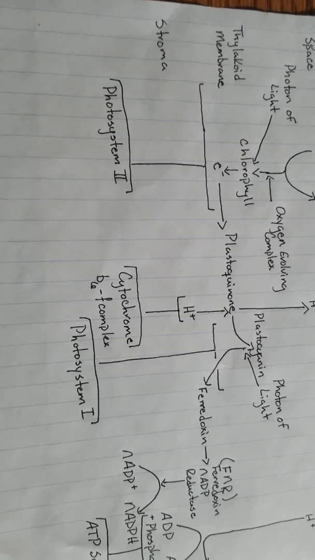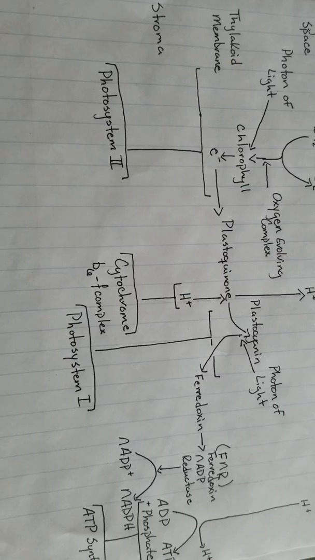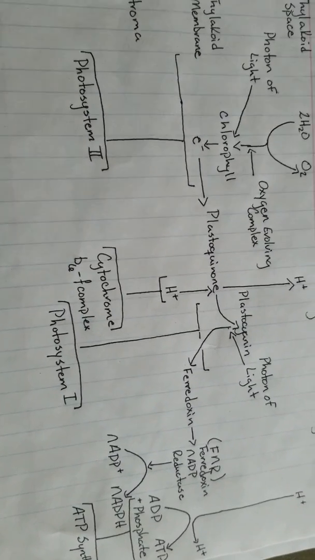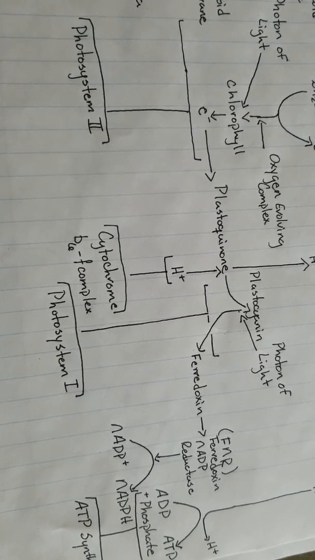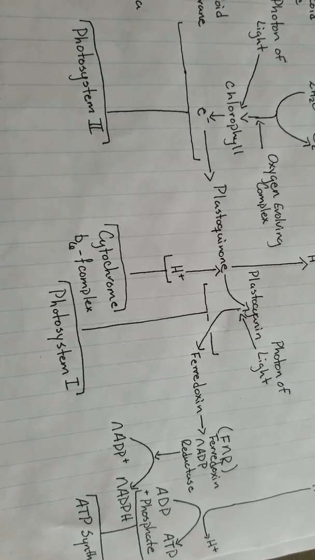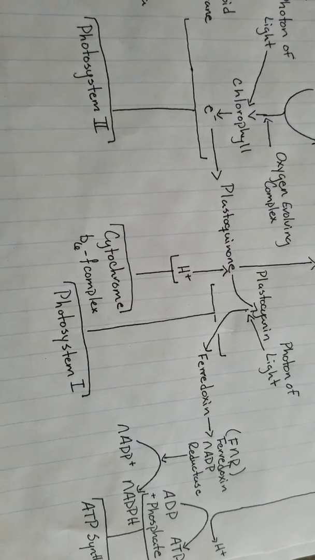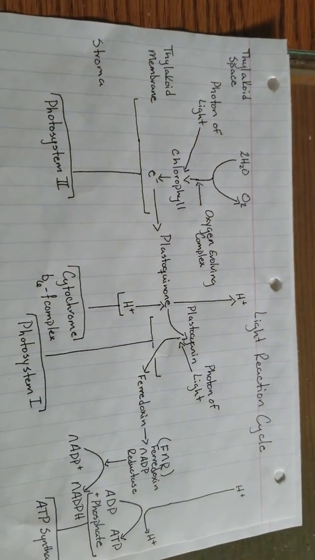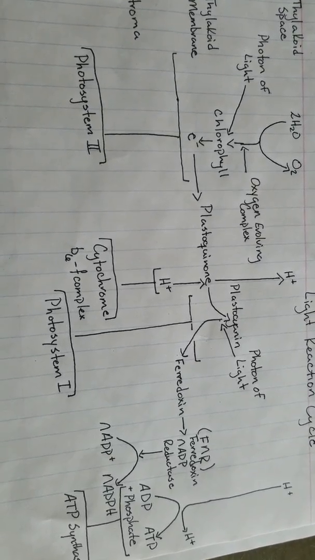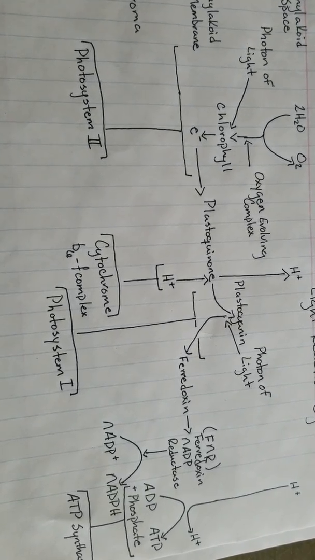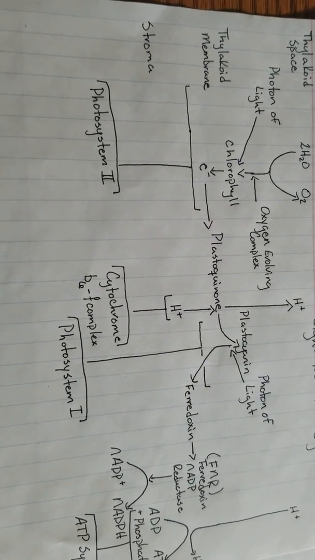Here you see the photon of light entering, and it goes to the chlorophyll. But before we get there, we have 2H2O, which, upon the process of the oxygen evolving complex, you are taking away two hydrogens and you're going to release the O2. And all of that in the oxygen evolving complex, including the chlorophyll, is going to bring you to an electron. This is the portion which is considered photosystem 2.